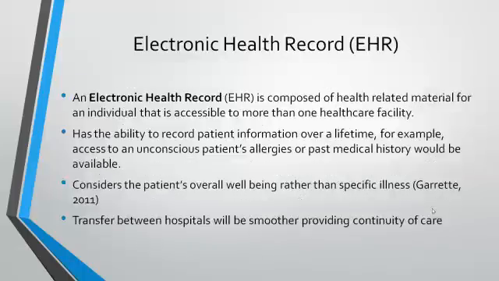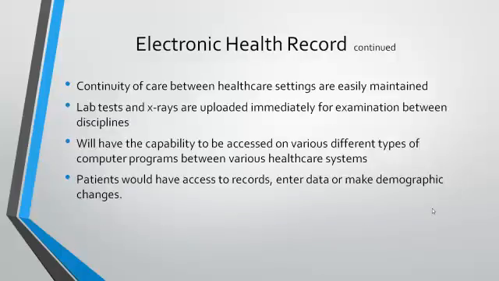The electronic health record is composed of health-related material for an individual that is accessible to more than one healthcare facility, has the ability to record patient information over a lifetime, and considers the patient's overall well-being rather than specific illness. Transfer between hospitals will be smoother, providing continuity of care. The continuity of care between healthcare settings is easily maintained.